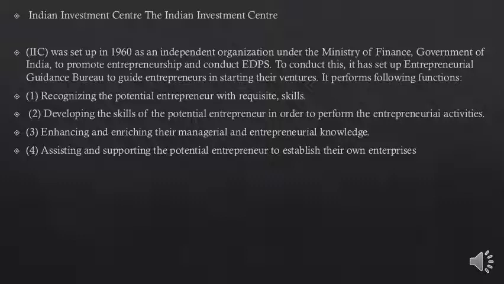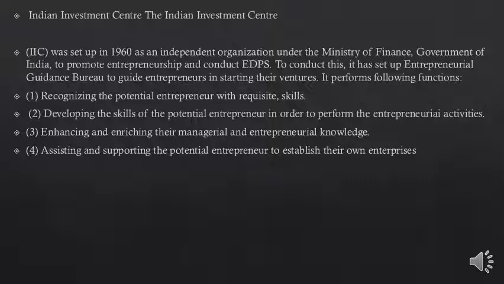It performs the following functions. The first function is to recognize the potential entrepreneur with the requisite skill. The first step is to identify the good or potential entrepreneurs. And the second is developing the skill in the potential entrepreneur in order to perform entrepreneurial activities. It means that it develops the skill of an entrepreneur's activity through the EDP program.